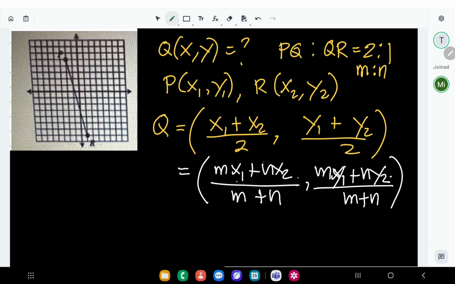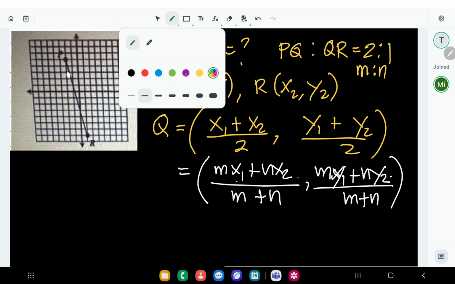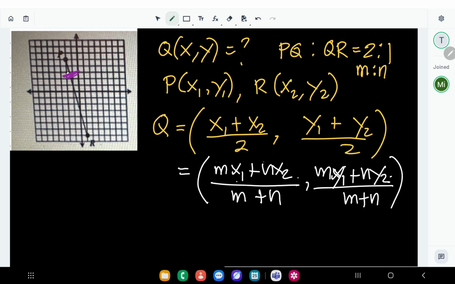Yeah, it says here the ratio of PQ. Q, we don't know Q because Q is not the midpoint. Q can be somewhere here. Q can be here, right? Or can be here, or can be here. Yeah, anywhere on PR. But it says that point Q is on PR. This is line PR.